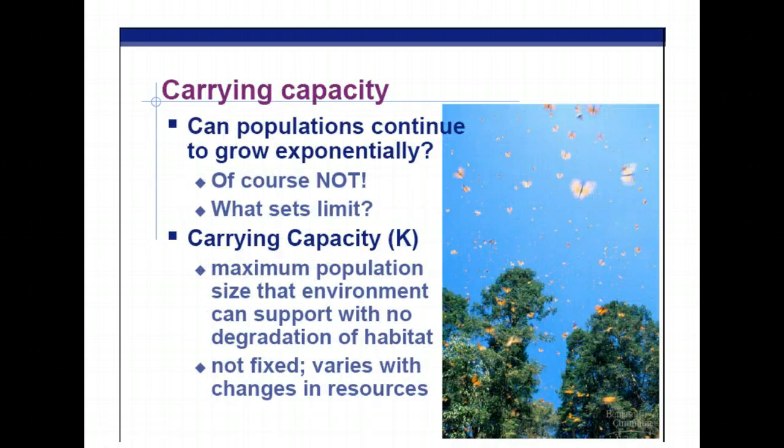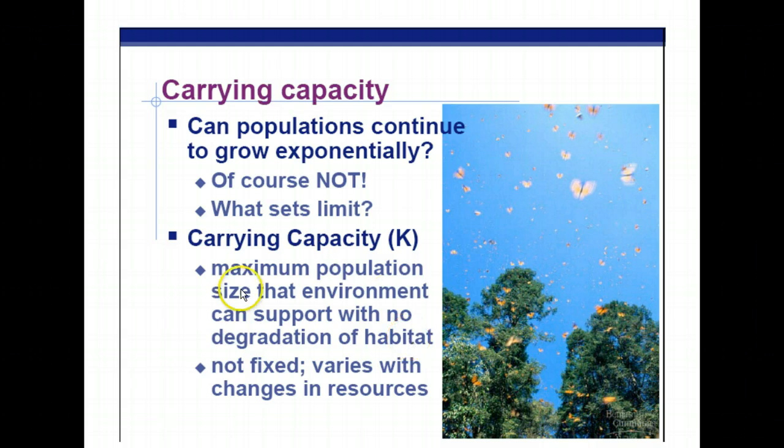Carrying capacity. Can populations continue to grow exponentially? The answer is no. Exponential growth is exhibited by a J-shaped growth curve. Basically, it's a situation when there's a lot of resources with no competition for those resources. Now, the population will eventually be affected by the amount of food and other factors in the area, but it's typically food. Carrying capacity is represented by the symbol K, and it's the maximum population size the environment can support with no degradation to the habitat.